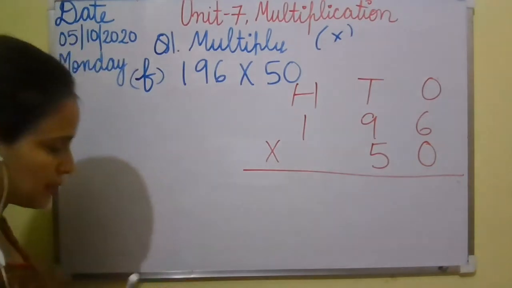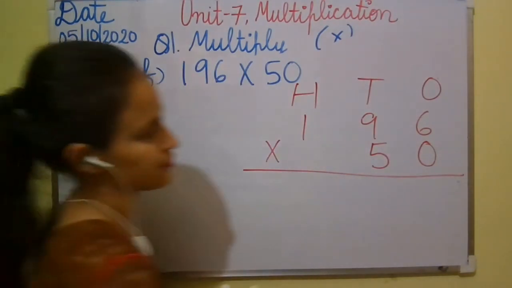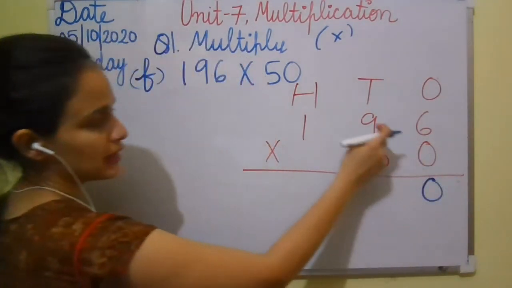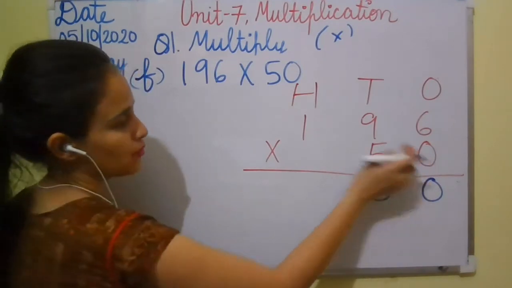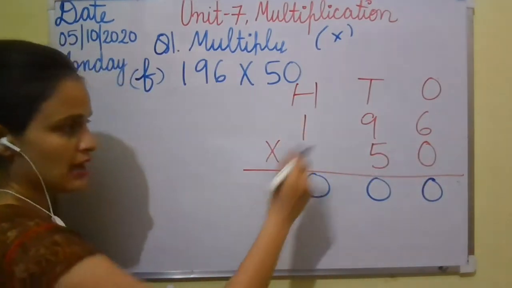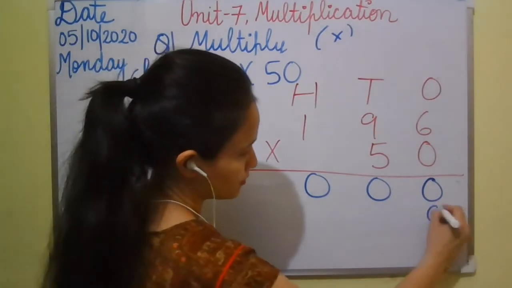So 0 multiplied by 6, the answer will be 0. 0 multiplied by 9, the answer will be 0. 0 multiplied by 1, the answer will be 0. Once that is solved, so we are going to put a 0.